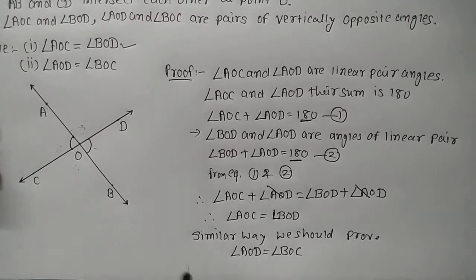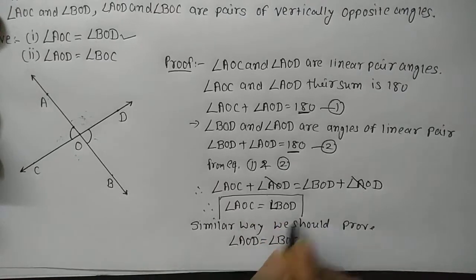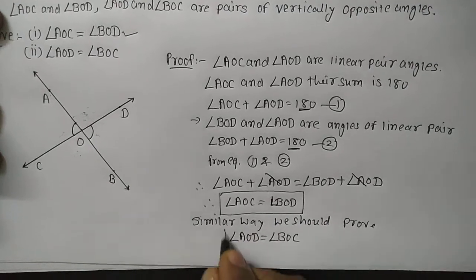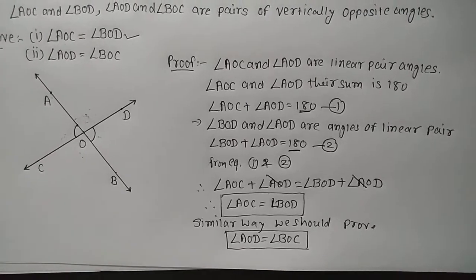So this is how we prove that the vertically opposite angle AOC is equal to angle BOD and AOD is equal to angle BOC. So this is how you can solve the theorem.